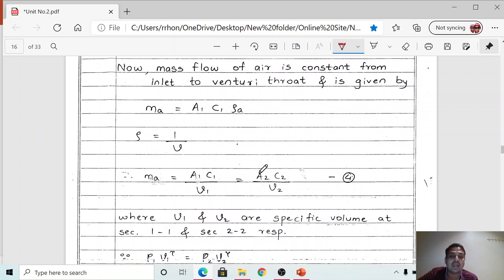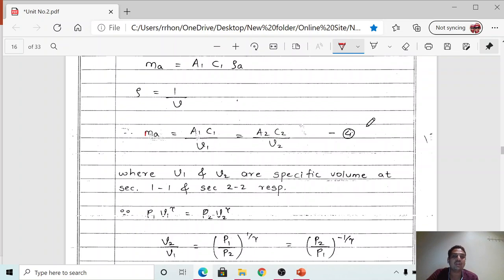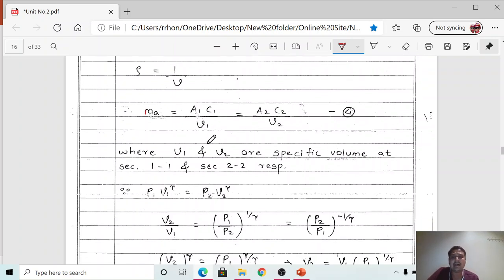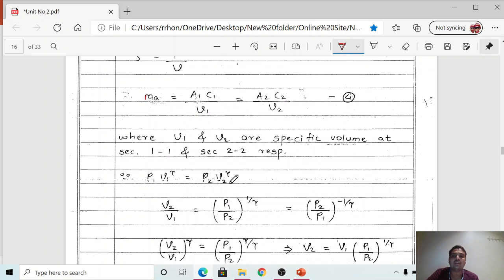Similarly, when we apply this formula for section 2-2, we can write A1 C1 by small v1 is equal to A2 C2 by v2. So this is for both section 1-1 and section 2-2 of the carburetor, and gives equation number 4. Here is that particular mass of air, which is present over here. After further simplification, small v1 and v2 are the specific volumes at section 1-1 and section 2-2 respectively, as I discussed earlier. So again, we have to use the standard formulas.